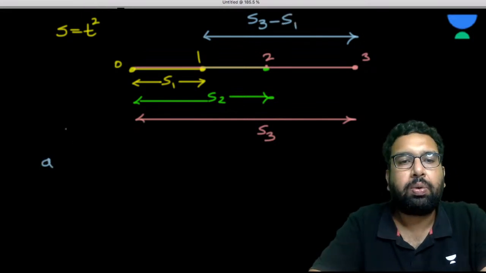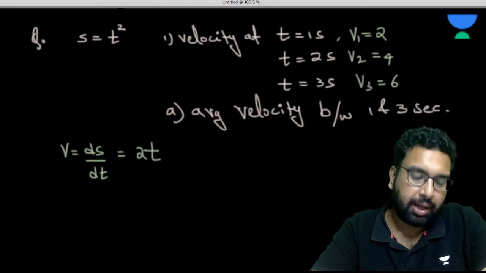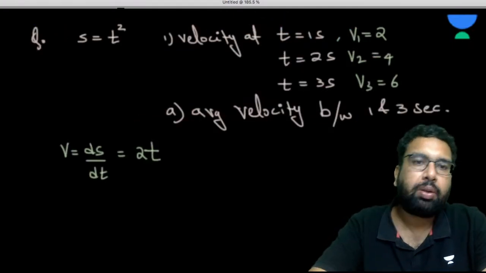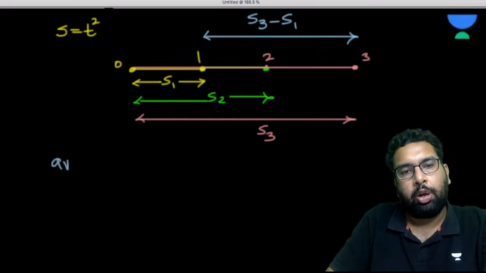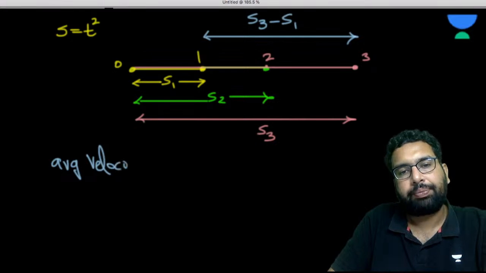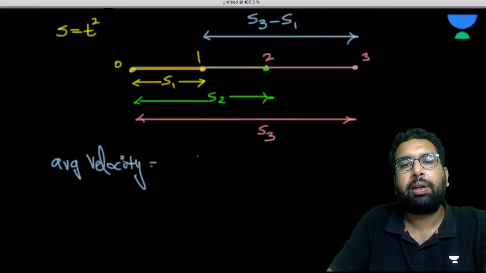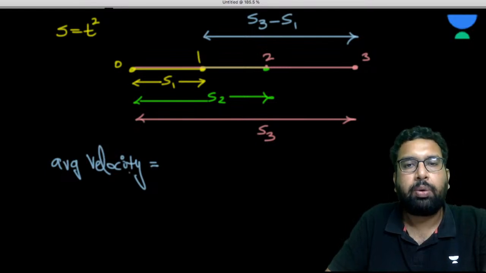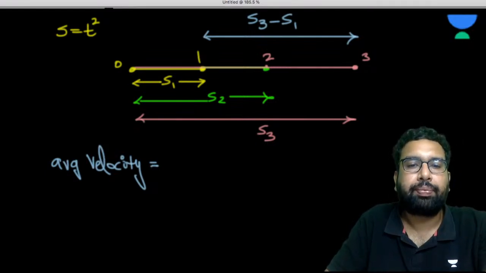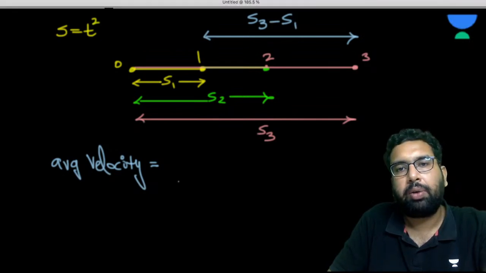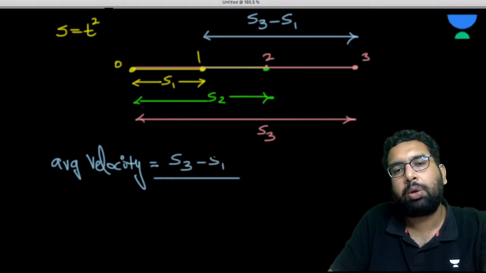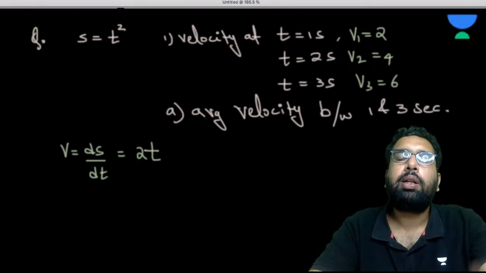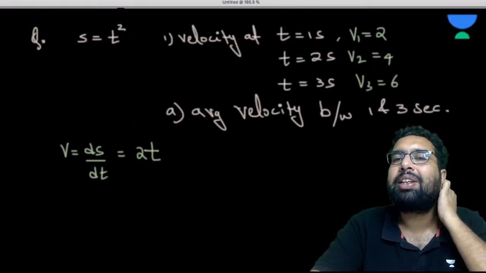Now when they ask you the average velocity, beta, how are we going to do it? In cases where you are given the function of displacement like that, we are going to do it like this. Average velocity is going to be S3 minus S1 upon total time. What is the time between 1 and 3 seconds, sir? It is obviously 2 seconds.